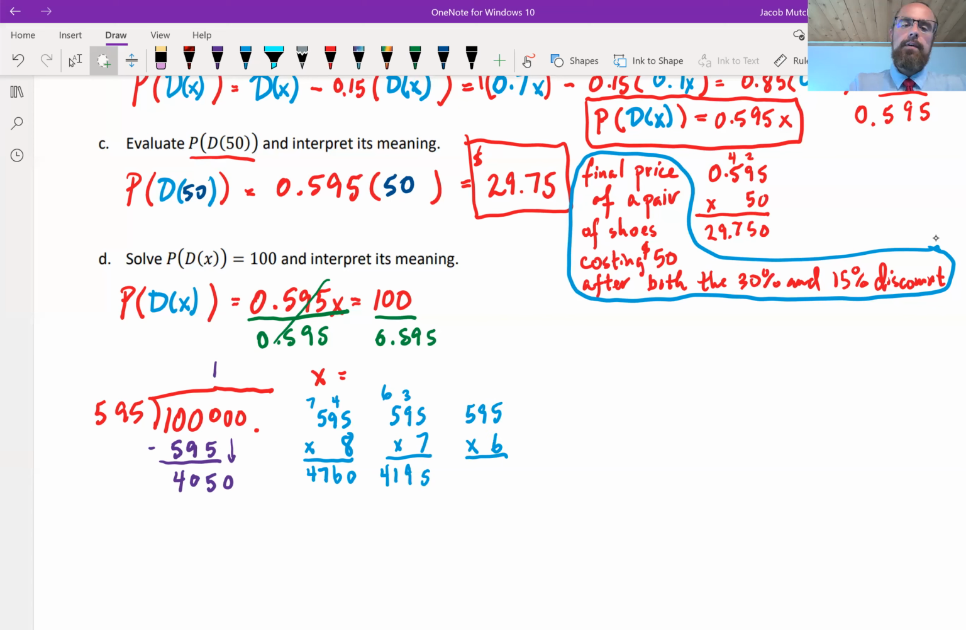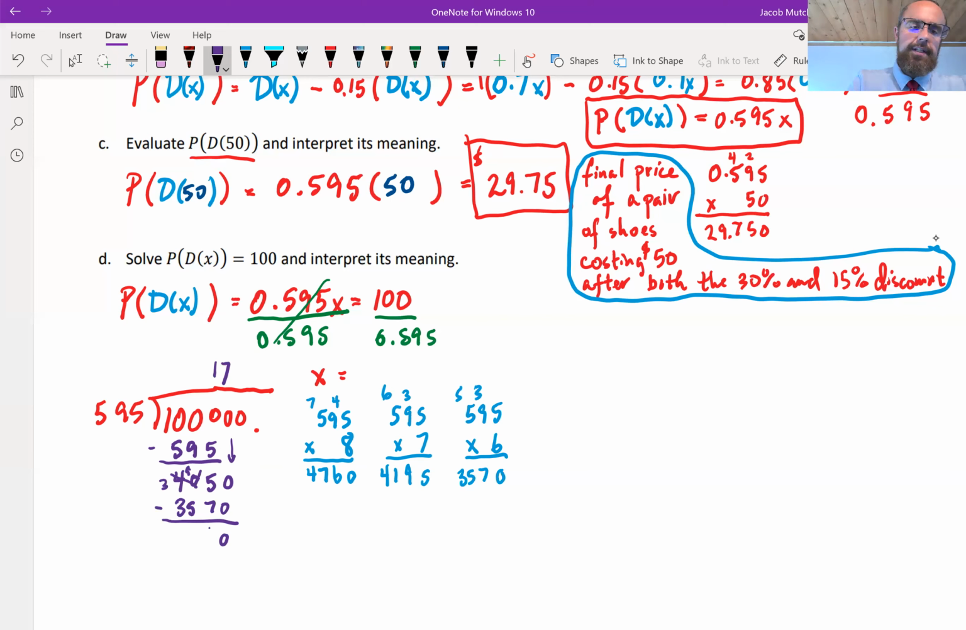So 6 times 5 is 30. 9 times 6, 54, plus 3 is 57. 6 times 5, 30, plus 5, 3, 5, 7, 0. And that's going to work for us. So I'm going to put a 7 here. And then multiply back, we just did that. That's 3,570. Subtract. And then carry some here.